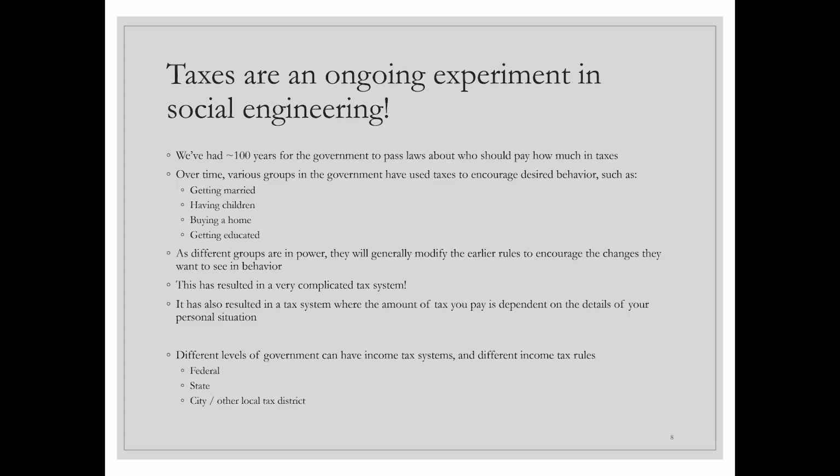The other thing to know is that different levels of government can have income tax systems. They can also have different income tax rules as well. So there's the federal government, the federal tax rules administered by the IRS, which is what we're going to talk about here. There can also be state income taxes. Not every state has an income tax, but most of them do. There also can be city and local income tax districts as well, which may have their own sets of rules also. And all of these organizations, if they have a set of rules, are going to have some sort of a form that you're going to need to file to report and pay those income taxes.